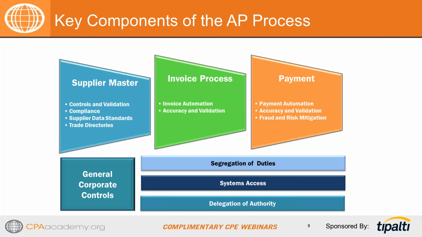And those, of course, need to be supported by my general corporate controls, which I've presented on actually quite a few times. That includes looking at segregation of duties, system access, and delegation of authority. And basically what we want to do in a nutshell is make sure the same individual can't set up a supplier, pay that supplier, and cover their tracks with a journal entry, or an individual can't approve a phony invoice for a large dollar amount without, certainly, the correct authority.